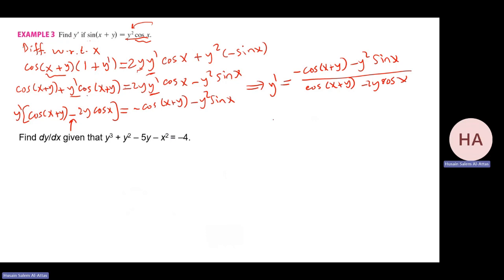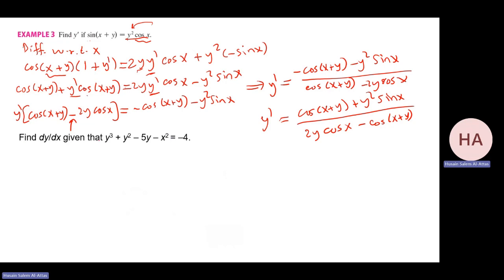Or if you want to simplify it, you can write it as cosine x plus y squared sine x over 2y cosine x, multiplied by minus, both in the numerator and the denominator. Or I divide by minus, the way you like it. I hope it's clear. That will be y prime. Both are correct. Okay.